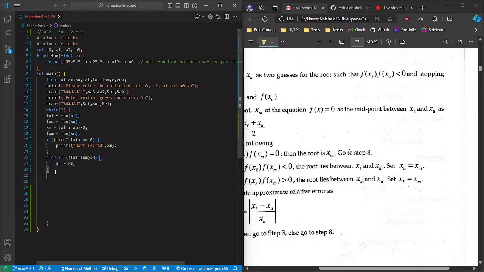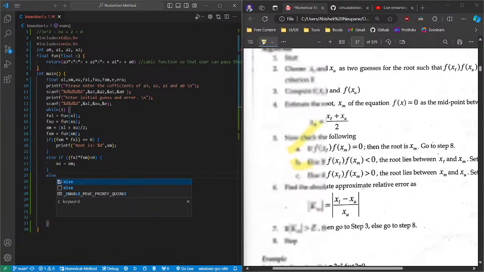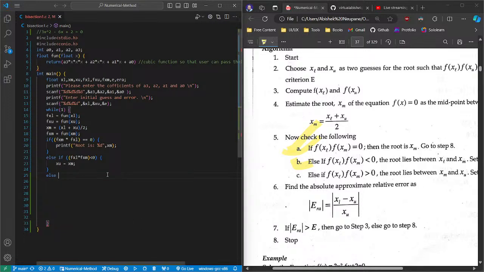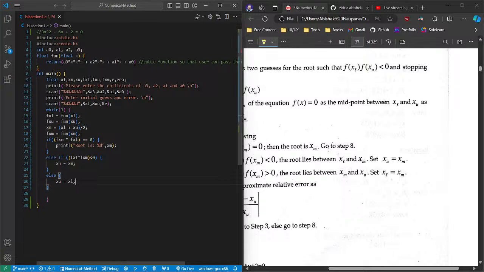No, let's create another also. Else, we should not specify a condition here, since there will be either this condition or that one. If there are not these two, there will be this. So I don't specify something, I can directly write here. Let's open this bracket also. Xu is equal to xl. No, I think xm. Yeah, there will be xl. Xl is equal to xl.